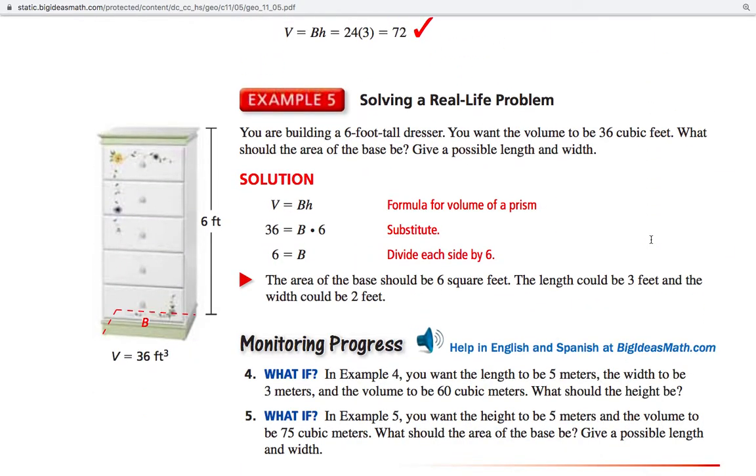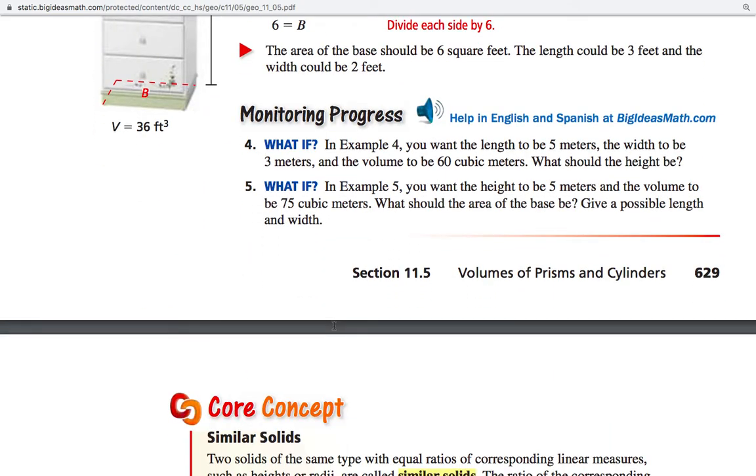Example 5, same idea. They gave us the volume. This time they gave us the height. They want the base area. So we got the base area has to be 6. And then it says give a possible length and width. Well, it could be 3 by 2. It could be 2 by 3. It could be 1 by 6, right? I'm sure there are other ones out there. And you're going to see some problems in the homework like that where it's which ones of these could it possibly be for the base area there.